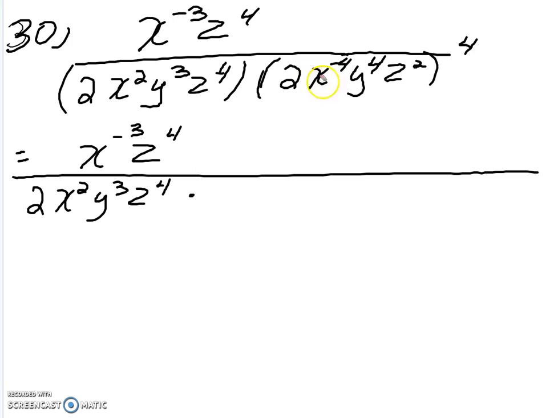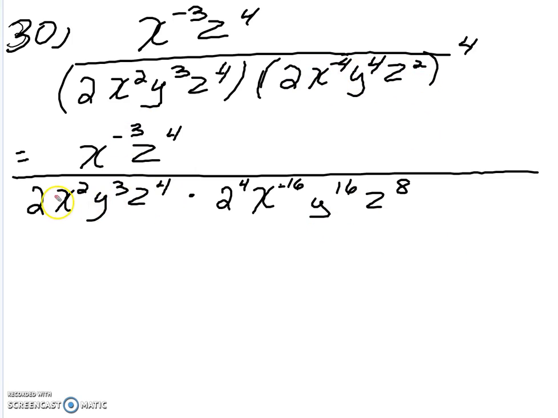For the second part, I'm applying what is called the power of a power rule. So I'm going to multiply each exponent in this expression by 4. So 2 to the power of 1 times 4 gives us 2 to the power of 4. X to the power of negative 4 times 4 gives us x to the power of negative 16. Y to the power of 4 times 4 gives us y to the power of 16, and z squared to the power of 4 is 2 times 4, which gives me z to the power of 8. All right, so I've simplified that first.